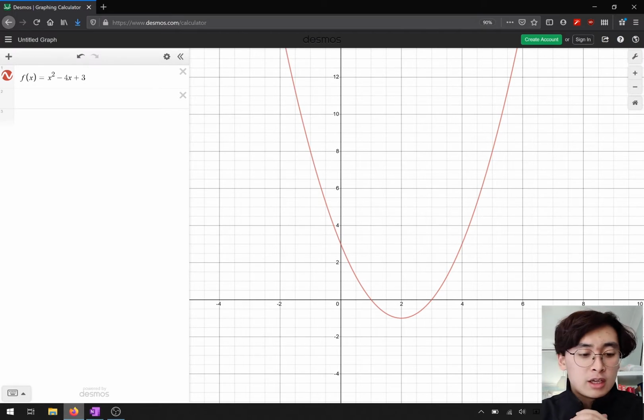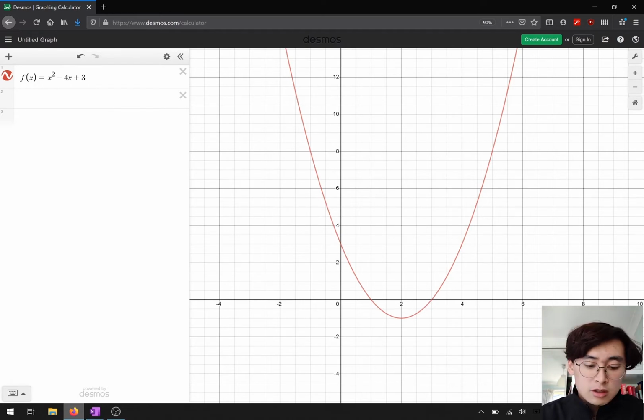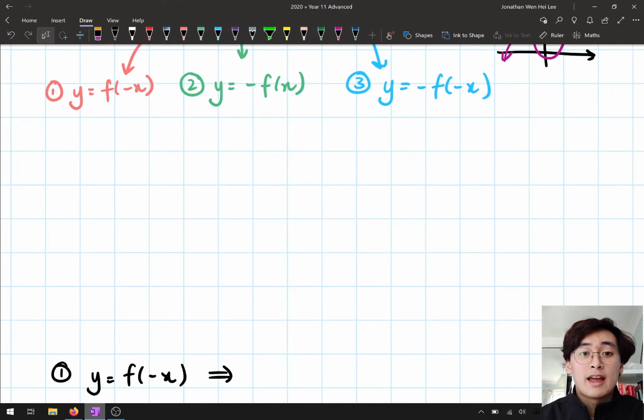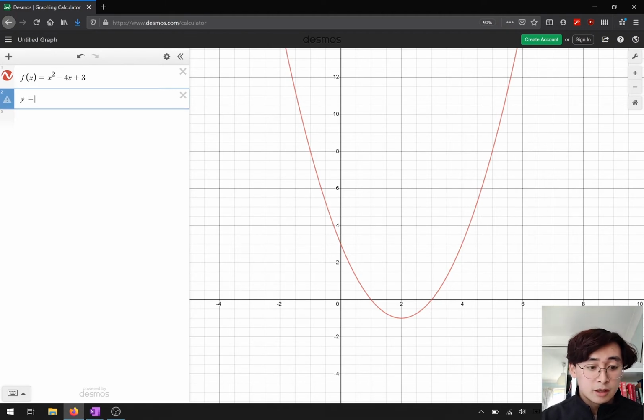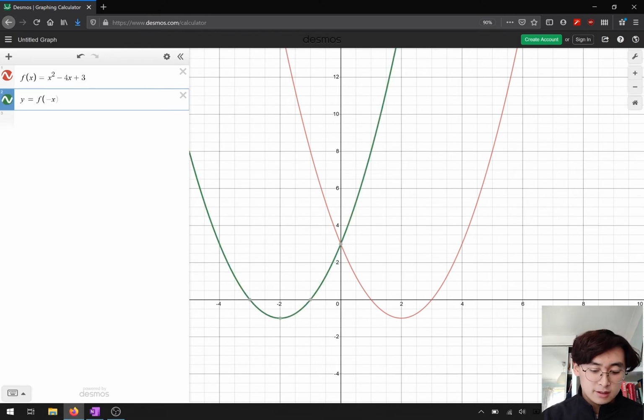I have a function here, x squared minus 4x plus 3, and that's drawn on this graph here on Desmos. What we want to look at in this topic is what happens when we transform these functions using those particular transformations. Here we're looking at the transformation of f of negative x. So instead of having f of x, we're going to replace x with negative x. Let's see what happens when we graph that on our Cartesian plane. I'm going to put in y is equal to f of negative x.